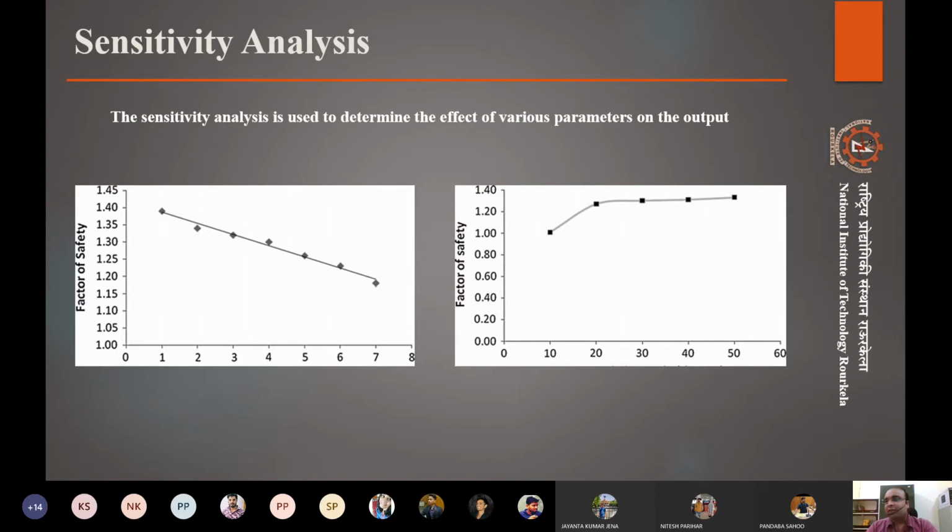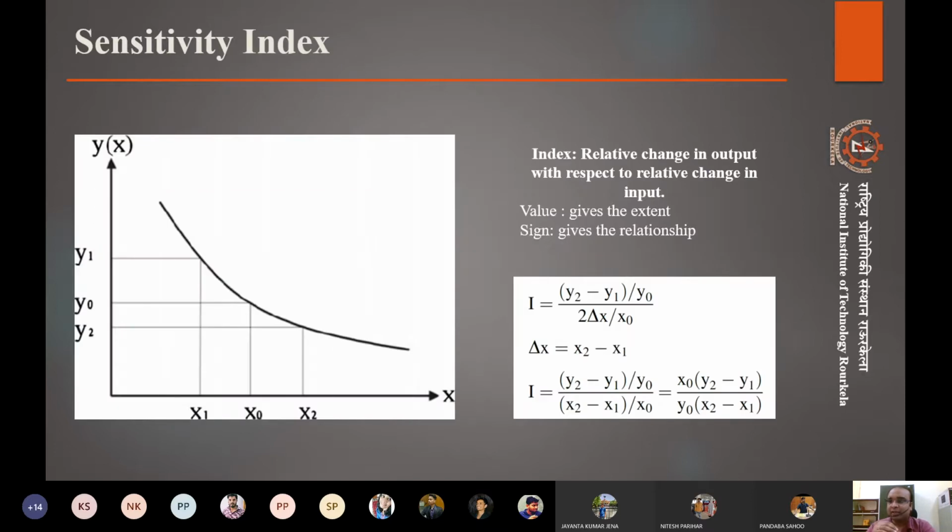Now, this is a graphical method, right? But there should be certain quantitative analysis also. So there is something called a sensitivity index. That sensitivity index basically gives us a relative change in output with respect to relative change in input.